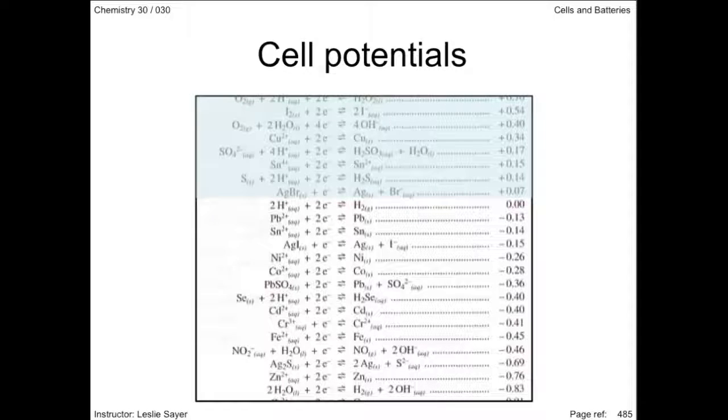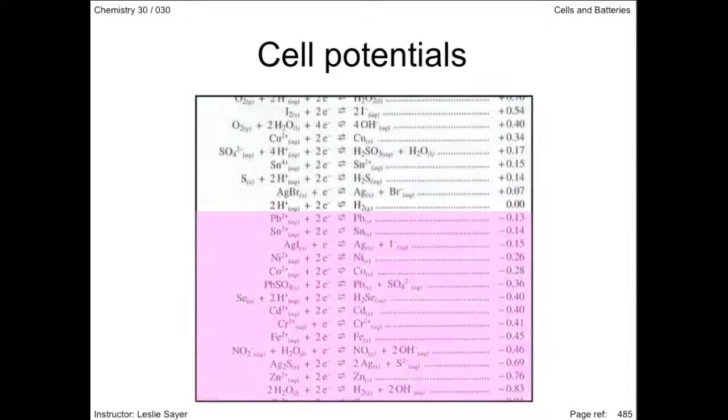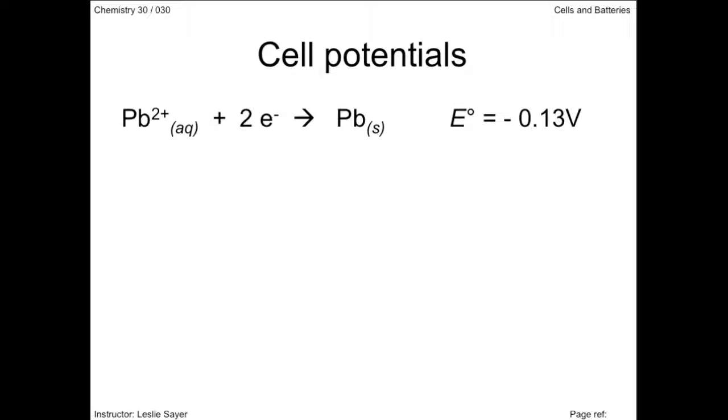For the hydrogen half cell, hydrogen gas acts as the reducing agent for the oxidizing agents listed above it in your data book. And the hydrogen ions act as the oxidizing agent for the reducing agents listed below it. Since this table shows reduction half reactions, the half cell potentials are frequently referred to as reduction potentials. The reduction potential for this half reaction, as read from your data book from left to right, is negative 0.13 volts.